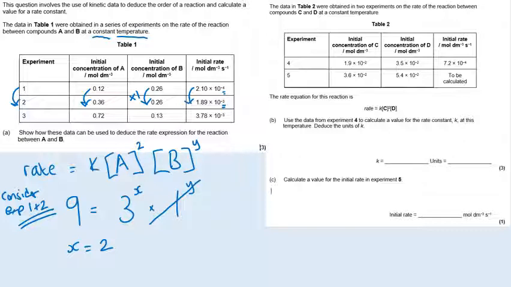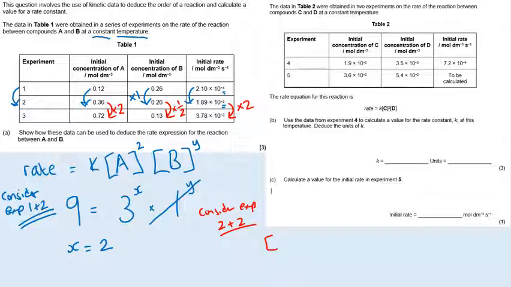Okay, now what I need to do is consider two different experiments this time, where the concentration of B will change. Now let's consider experiment 2 to 3. So this time I'm considering experiments 2 and 3. The concentration of A is doubling, concentration of B is halving, and the rate is doubling.